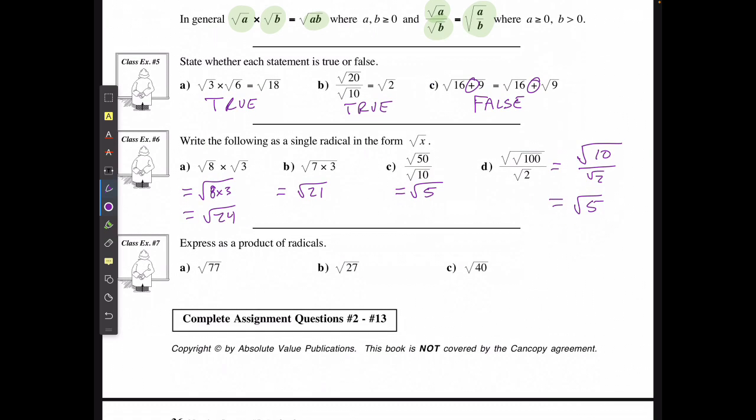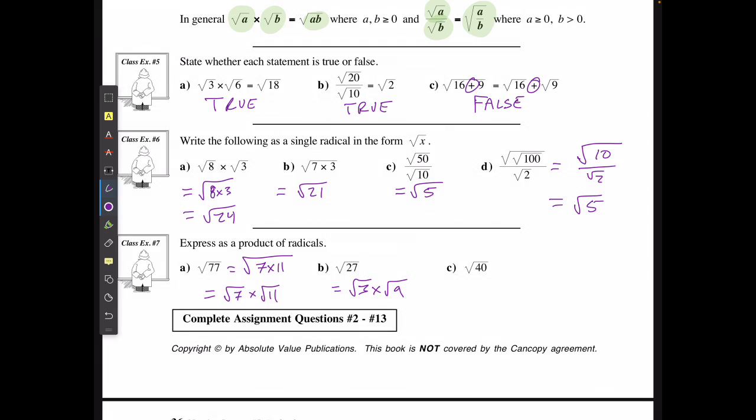If I'm expressing something as a product of radicals, I just need two numbers that would multiply to the radicand. So what's one way that I could get 77? 77 is the same as 7 times 11. So if I'm representing it as a product of radicals, it would be the square root of 7 times the square root of 11. How can I get 27? 3 times 9. So I would say that this is equal to the square root of 3 times the square root of 9.